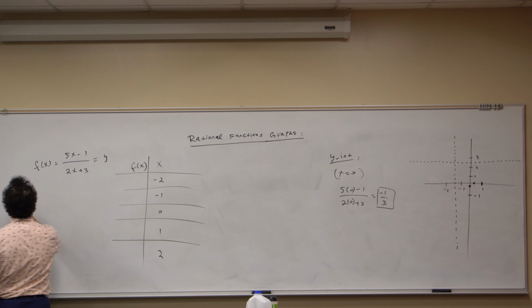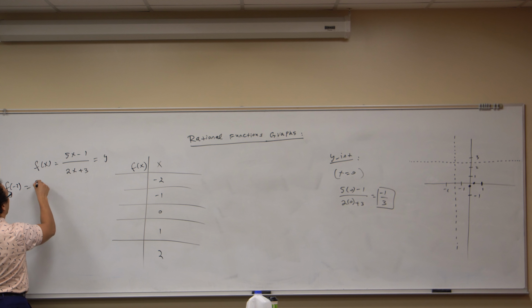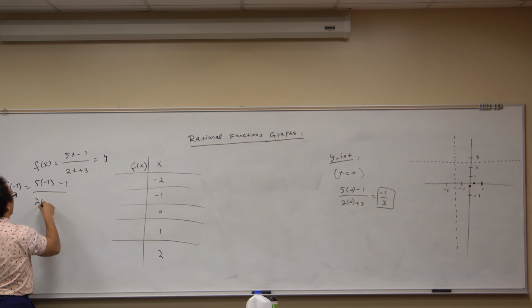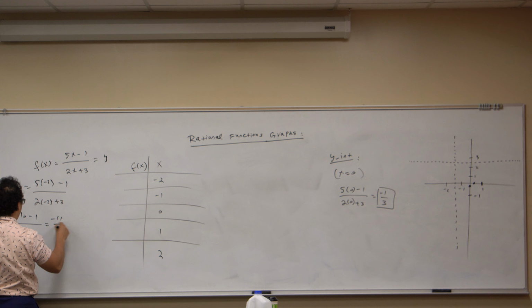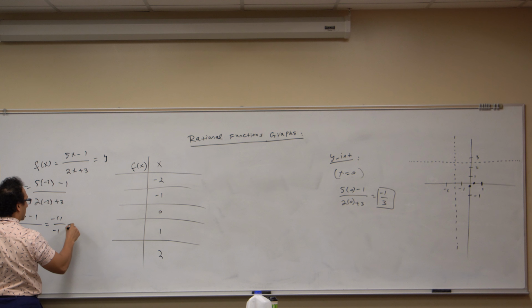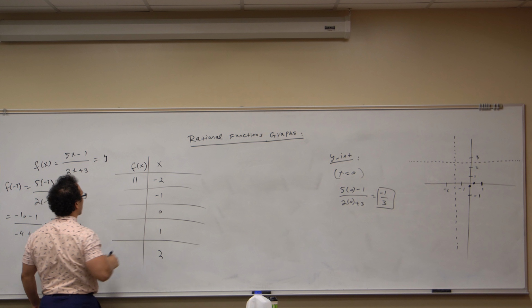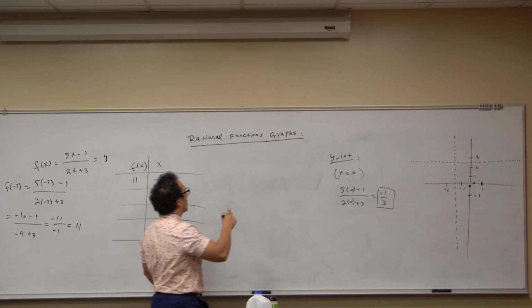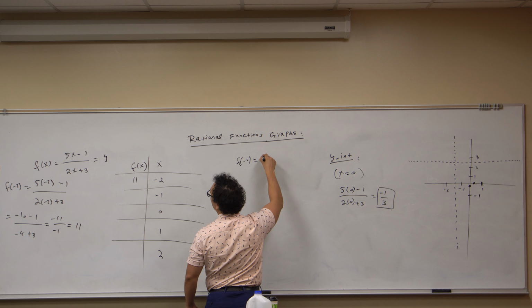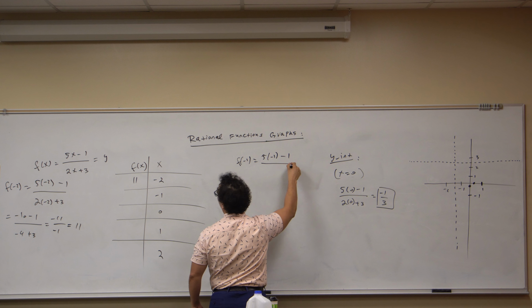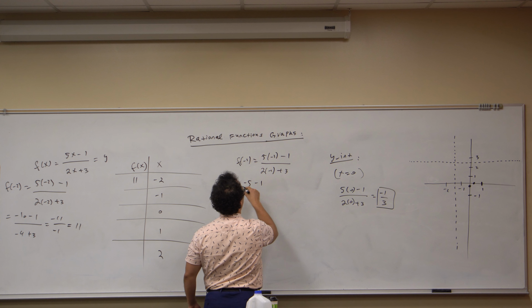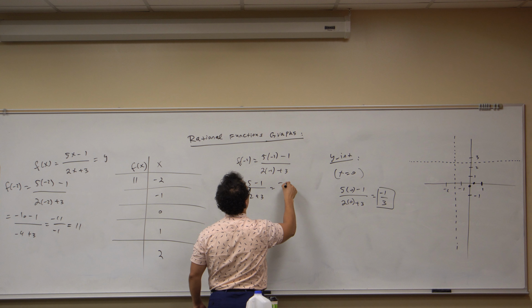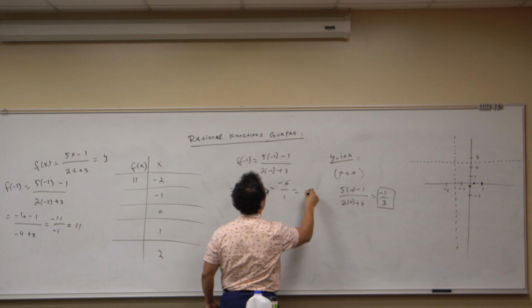And let's find f of negative 2. F of negative 2 is equal to 5 times negative 2 minus 1 divided by 2 times negative 2 plus 3. This is equivalent to negative 10 minus 1 divided by negative 4 plus 3. This is negative 11 all over negative 1, which cancels out to be positive 11. What is the function at negative 1? Well, that's f of negative 1. This is equal to 5 times negative 1 minus 1 divided by 2 times negative 1 plus 3. This is equal to negative 5 minus 1 divided by negative 2 plus 3. This is negative 6 divided by 1, which ends up becoming just negative 6.